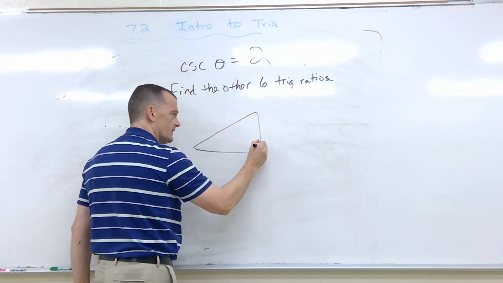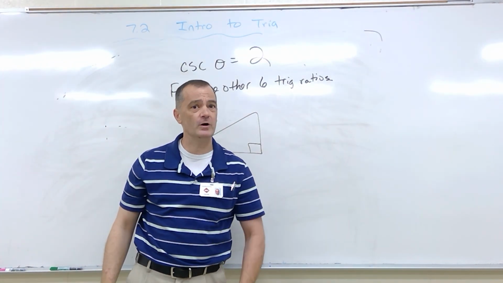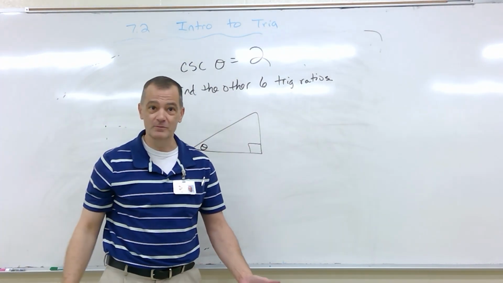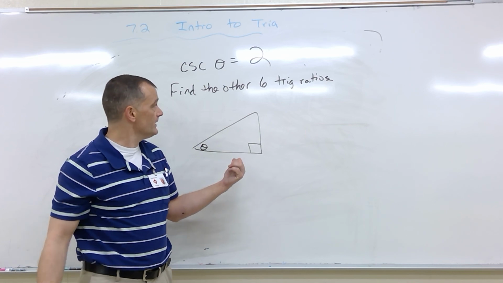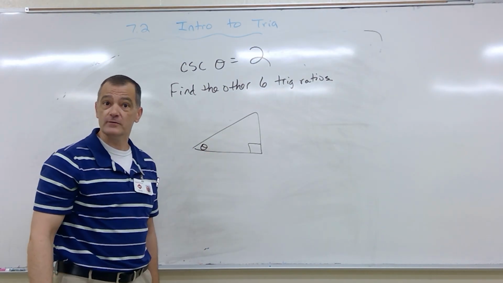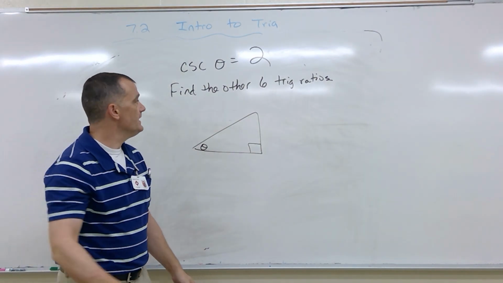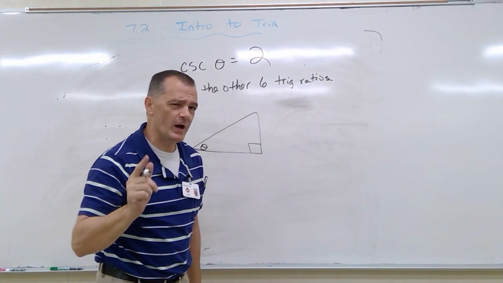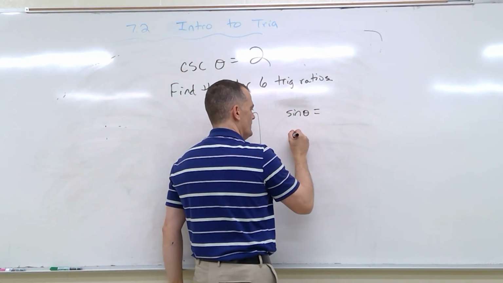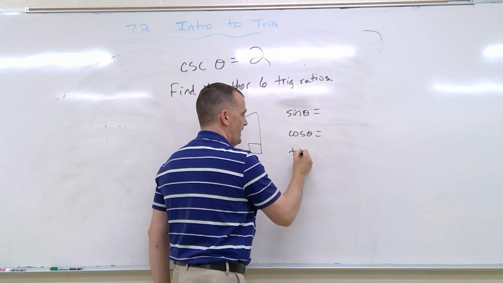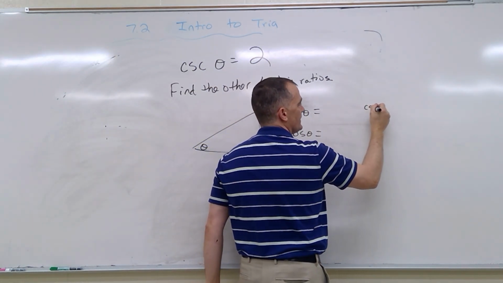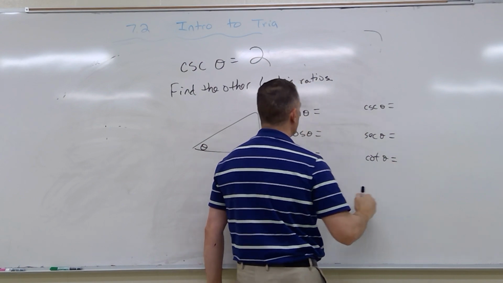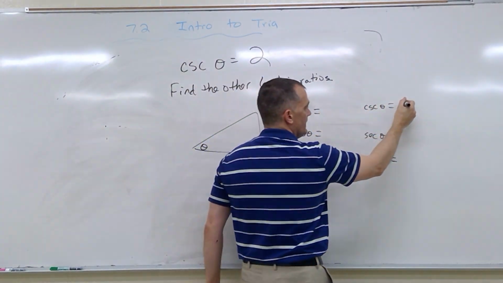When this is trig, in this class, if you don't know what to do, you're either going to draw a triangle or you're going to draw a circle. So I just drew a right triangle and labeled it just like that. Wow, not that tough. That's all I did, draw a triangle. And cosecant of theta equals 2. Keep in mind what that really means. What we're trying to find is the sine of theta, the cosine of theta, the tangent of theta, the cosecant of theta, the secant of theta, and the cotangent of theta. Now this student said, well, I've got one of them, I've got that.